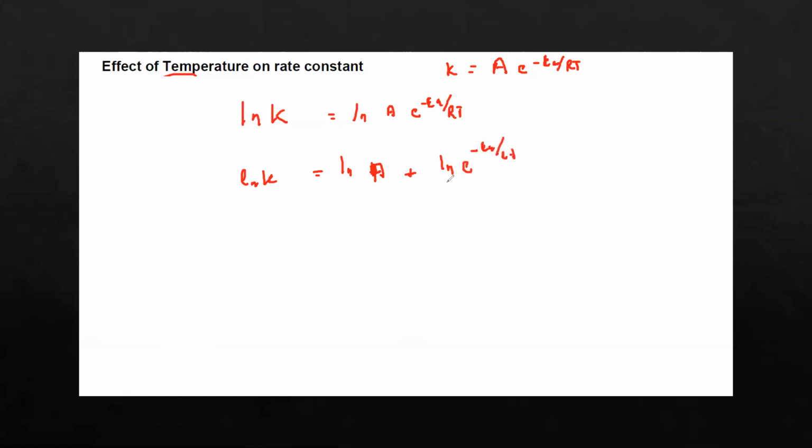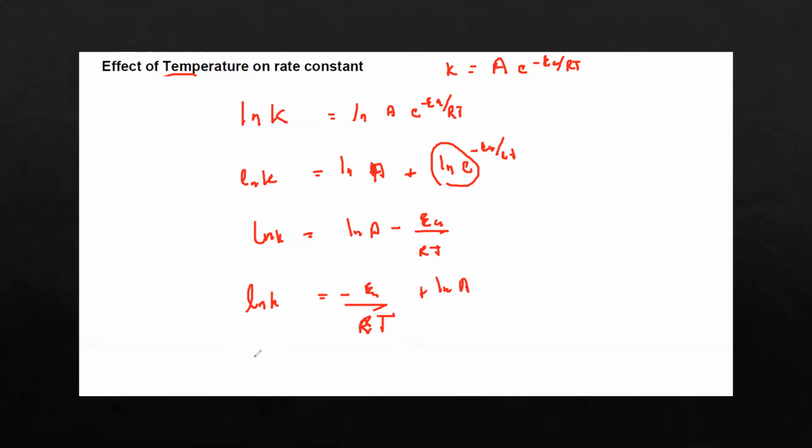And ln and e are inverse functions, so they cancel each other out. So it will become ln k is equal to ln A minus Ea over RT. If I further simplify this equation, just rearrange, I can say ln k equals minus Ea over RT, where R is the general gas constant, plus ln A.